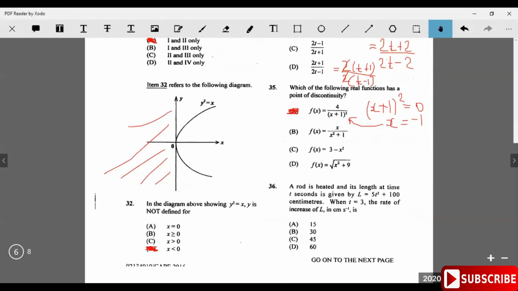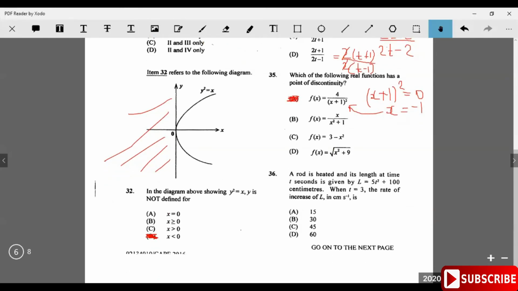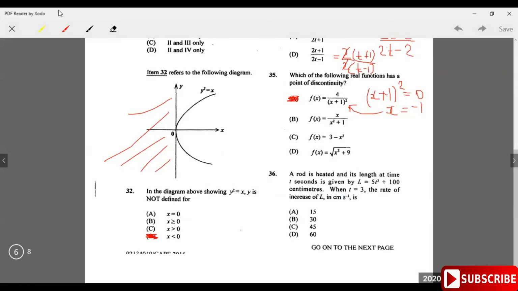Question 36. Question 36 goes on to say that a rod is heated at time t seconds and its length is given by L is equal to 5t squared plus 100. So what is the rate of increase of L? Rate of increase is dL by dt. That's rate of increase. What if they had asked for rate of decrease? Then it would be minus dL by dt.